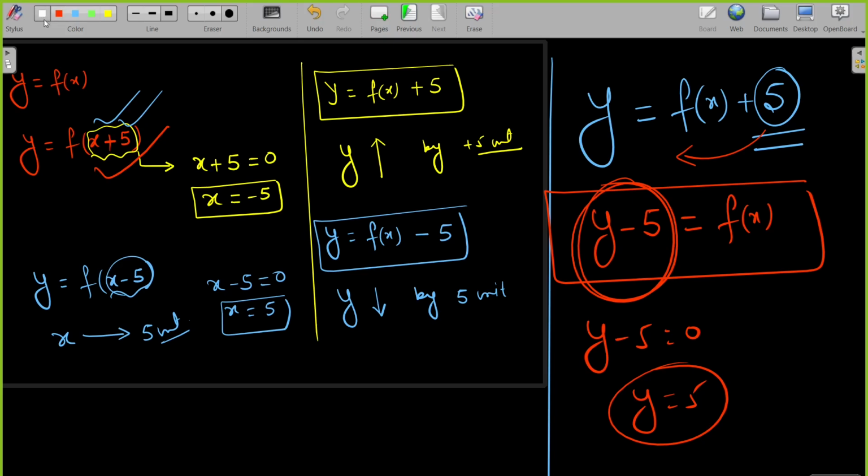But I have developed an explanation that this 5 is the property of y. But unfortunately, you have written it inside of x. So that's why this mismatching occurs.